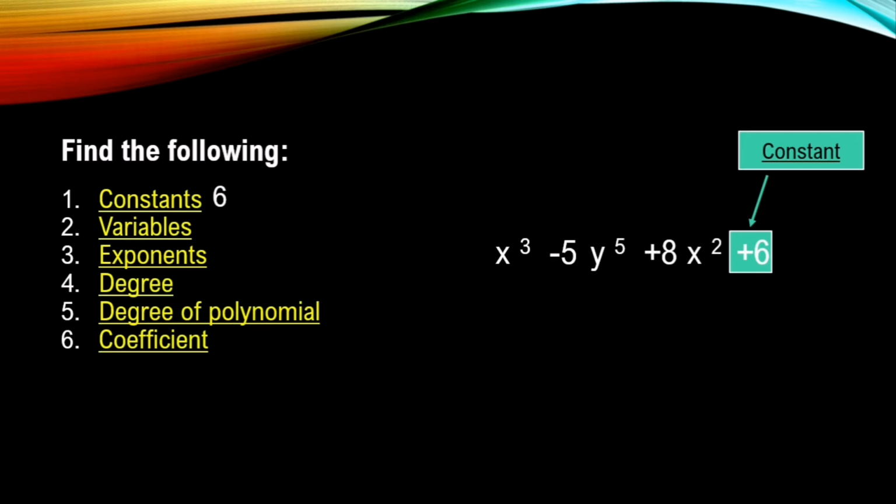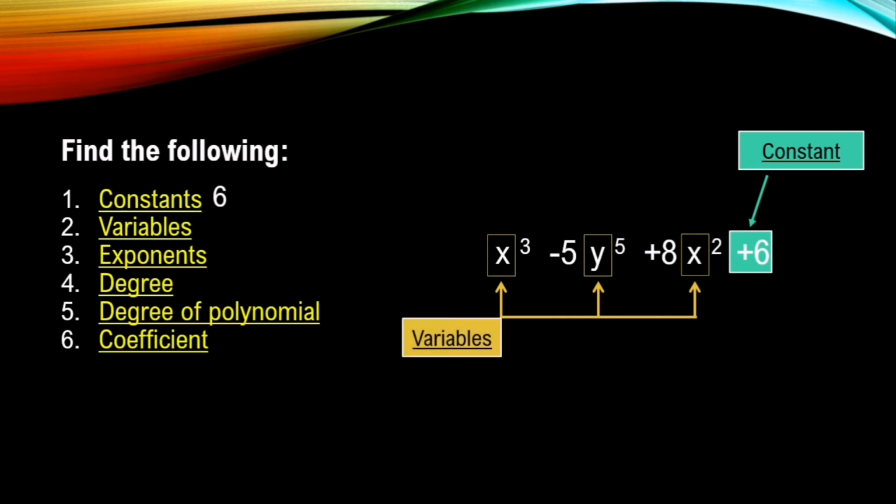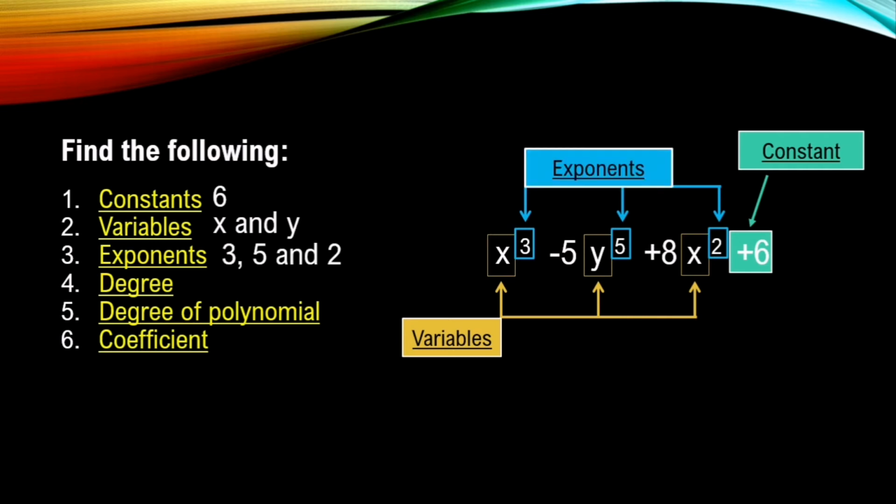How about the variables? Variables are the letters. So we have x and y. How about the exponents? Our exponents are 3, 5, 2. There you have it. Number 4, degree. So degree is the same with exponent. So we still have 3, 5, and 2.